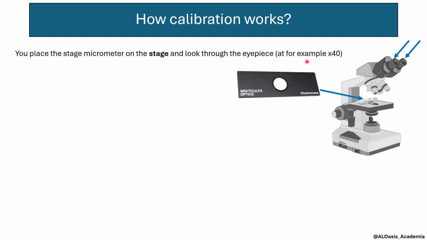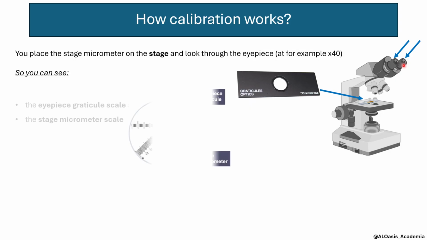As we said at the beginning, you need to be very careful with the magnification that you are using. Let's say that for this example we are using the objective lens which is 40 times. So now that we have prepared everything, we put the stage micrometer on the stage, set the objective lens at 40 times, and then we look under the microscope.